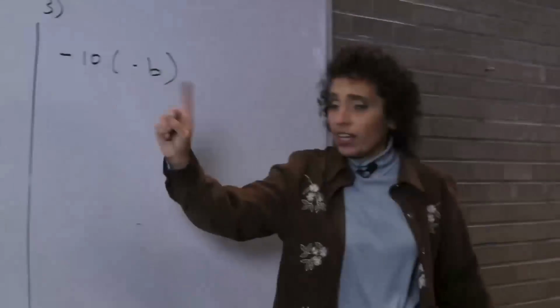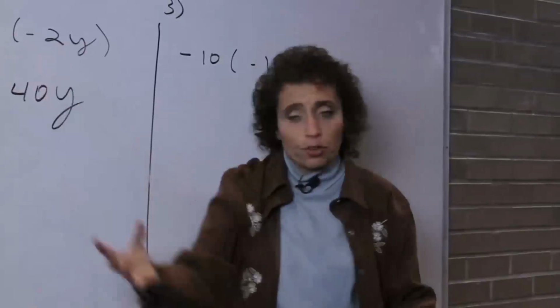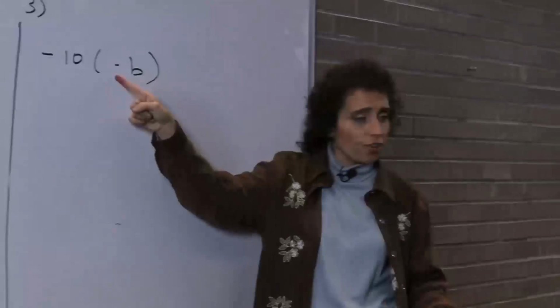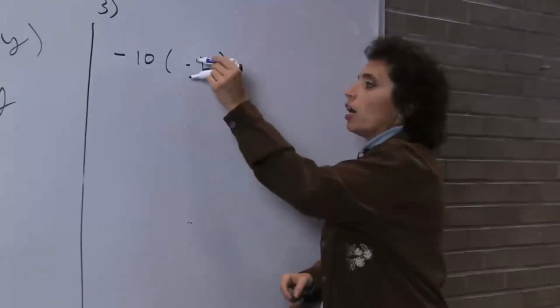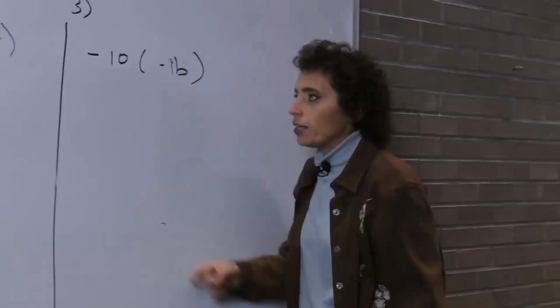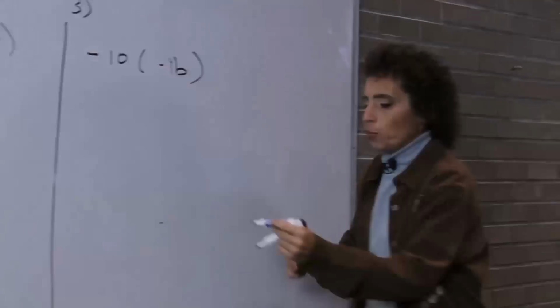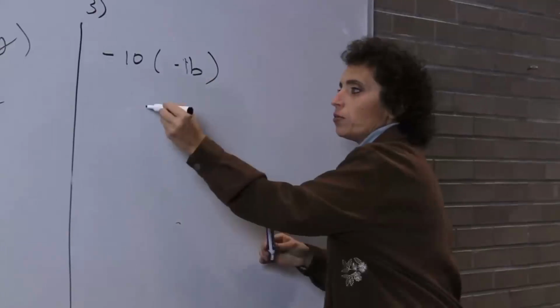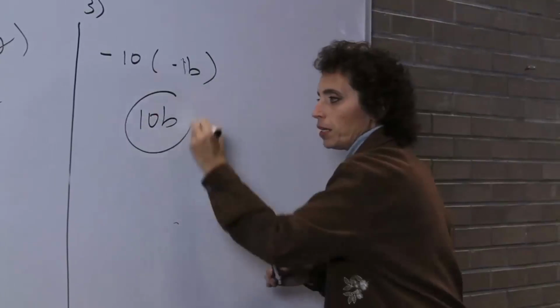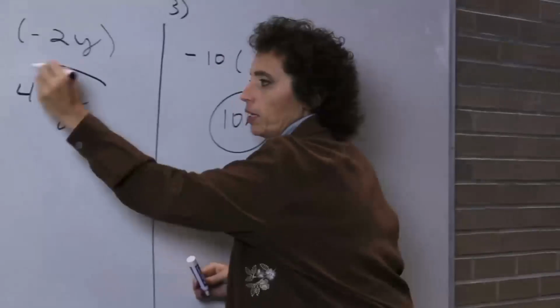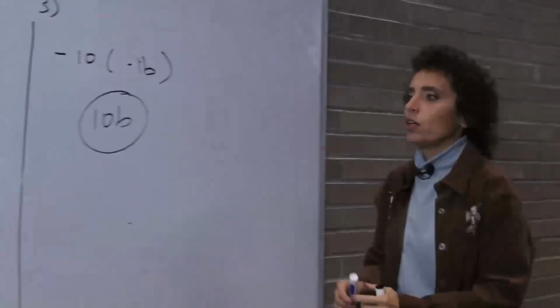Here, notice what we did in every problem. We multiplied the numbers. Well, we have to talk about what the coefficient is here. The coefficient here is a negative 1. You might want to put it in. So the signs are the same. We get a positive. 10 times 1 is 10. So we get 10b. So the answer here is 10b. The answer here is negative 40y.